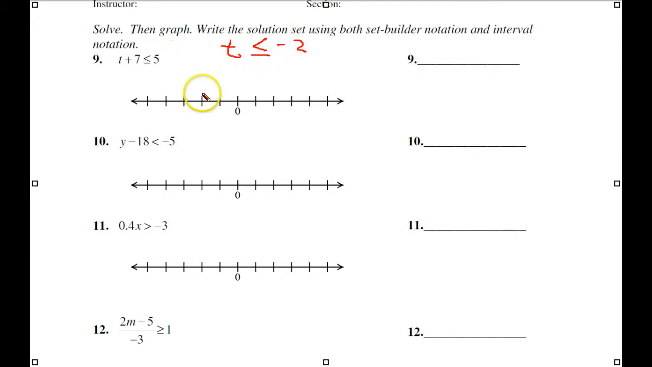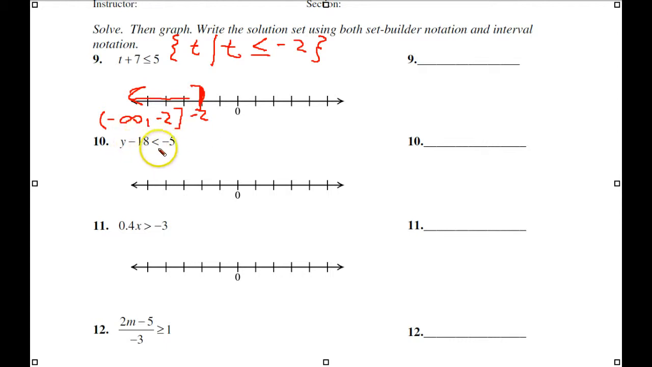Now to graph, our -2 is right there. And we're going to use a bracket. It's got to go right there though. And darken this side. To use set builder notation, we just put a T there, and interval notation that's coming from negative infinity up to -2 bracket.